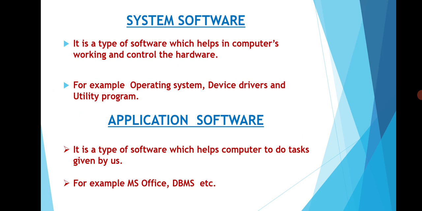Now system software is a type of software which helps in the computer's working and controls the hardware also. For example, operating system, device drivers and utility programs. Then we have another category of software, that is application software. It is a type of software which helps the computer to do tasks given by us. For example, MS Office, database management software, etc.